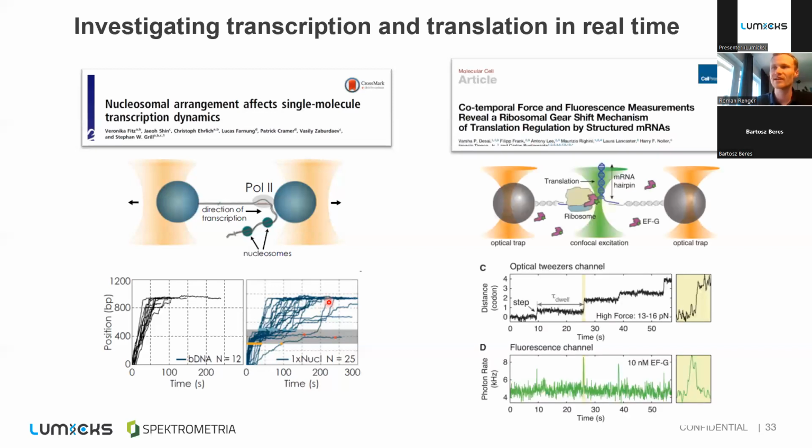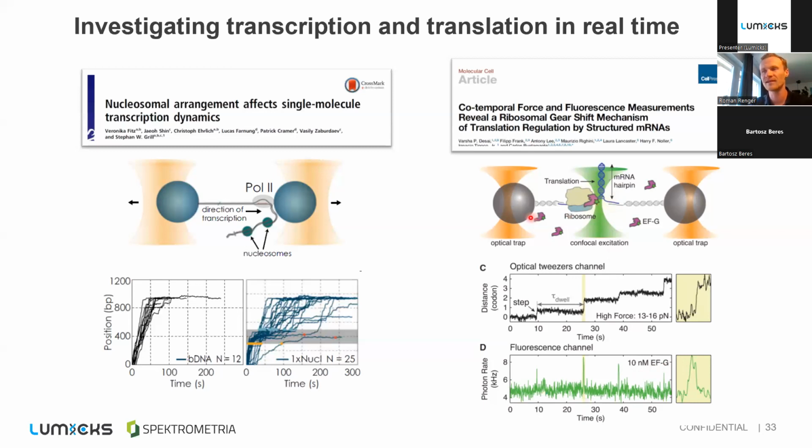The second example I would like to emphasize is related to translation. The idea here was that ribosomes can open up RNA hairpin structures. And the question was, okay, how do they do that? Do they need a certain cofactor? And the cofactor that the authors were studying here was EFG.